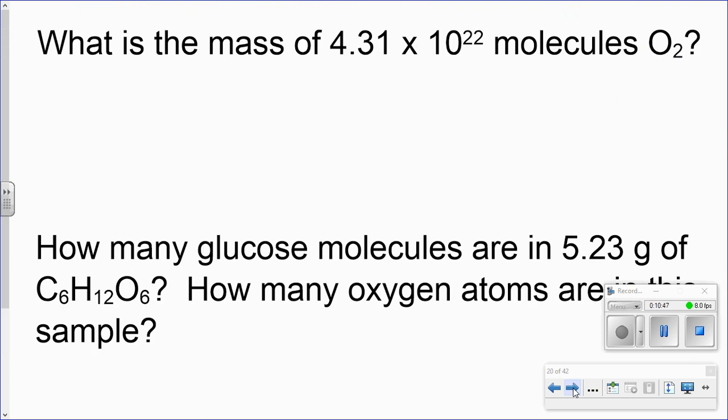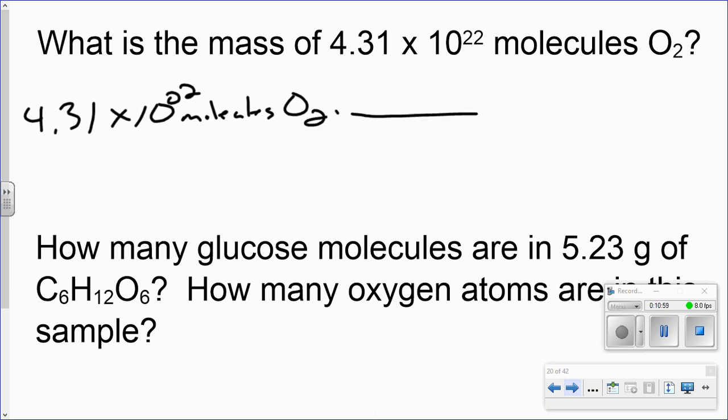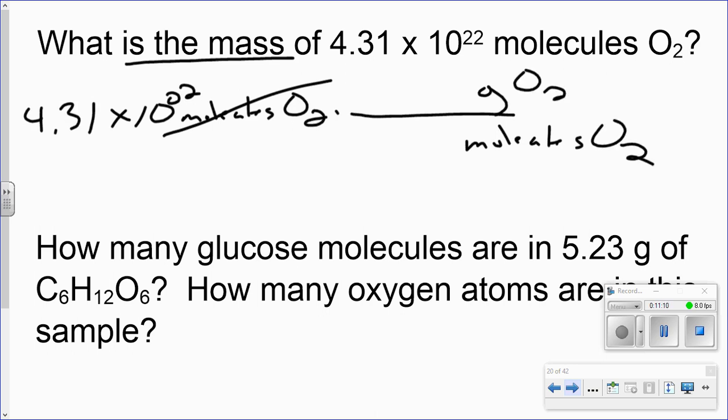Let's try some tougher ones. These two are some of the tougher ones you can do. We'll do the top one, and I'll do the bottom one in class. If I have 4.31 times 10 to the 22 molecules of O2, molecules is here, so molecules has to go on the bottom. What's it asking for? It's asking for mass. Mass goes on top. What number goes with atoms, molecules, or ions? Just follow the steps, follow the conversion factors. That's 6.02 times 10 to the 23rd molecules, atoms, or ions. In this case, it's molecules.